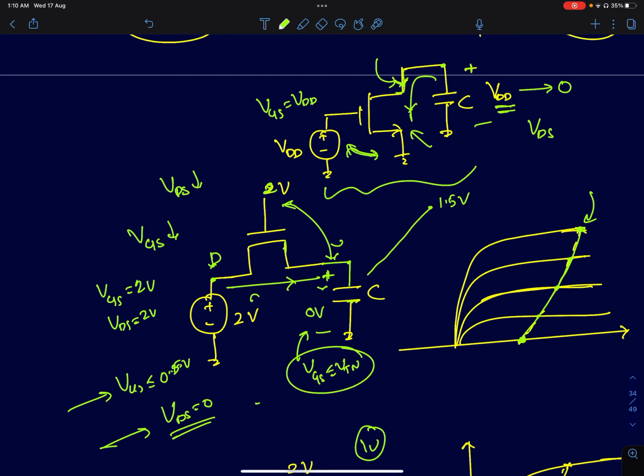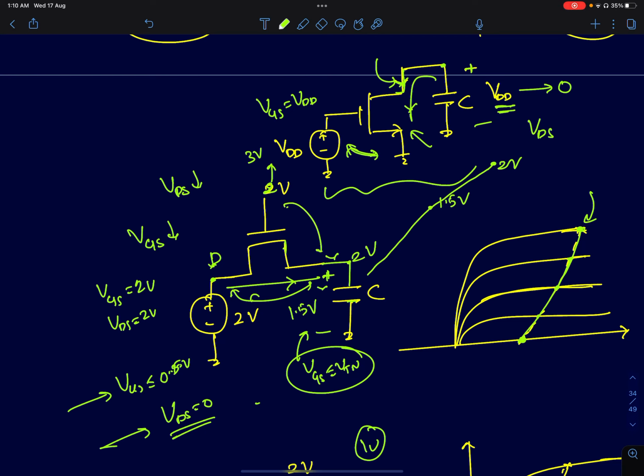So at that point, the device enters cutoff and the current conduction stops. So the capacitor voltage will stay put at 1.5. Okay, so let's say I raise the gate voltage to 3 volts. Then of course this voltage can keep on raising further. It will keep raising, and when it reaches 2 volts, your VDS will become 0.